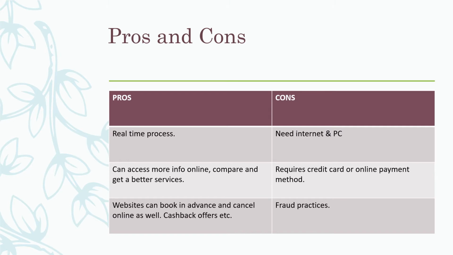You can access more info online, compare, and get better services, in the case of Trivago, where you can compare rooms online and get better reviews. And websites let you book in advance and cancel online as well. So there is a cancellation facility for online booking. Then there are cashback offers as well.